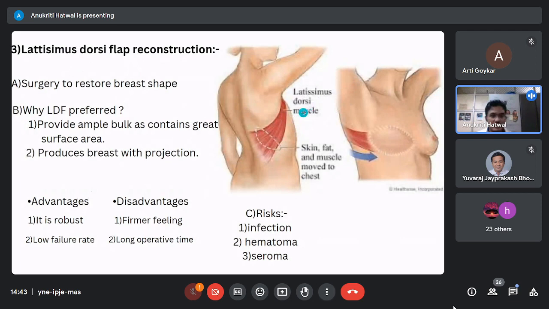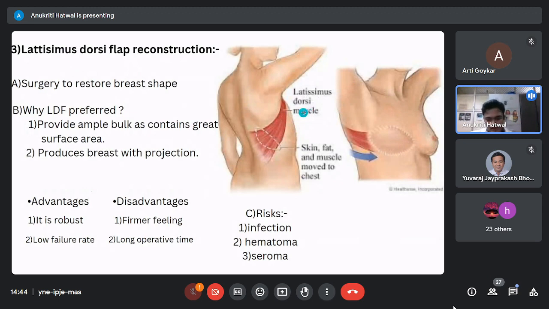The advantages of the latissimus dorsi flap are that it is robust and has a low failure rate, while the disadvantages include a firmer feeling in the breast, long time during the surgery, and also the loss of sexual sensation over the breast. Although the success rate of the latissimus dorsi flap is very high, it carries certain risks like infection, hematoma, and seroma.